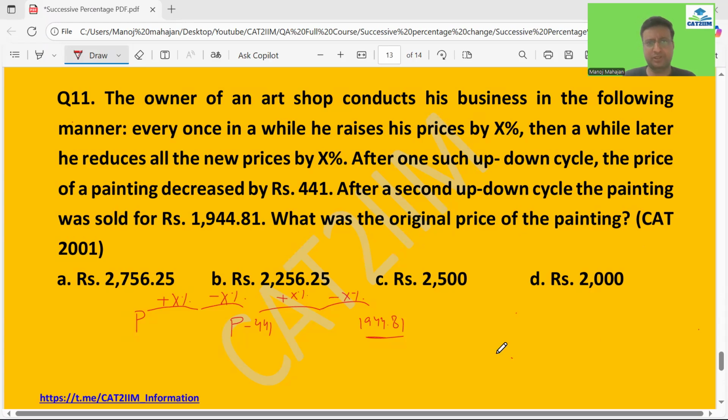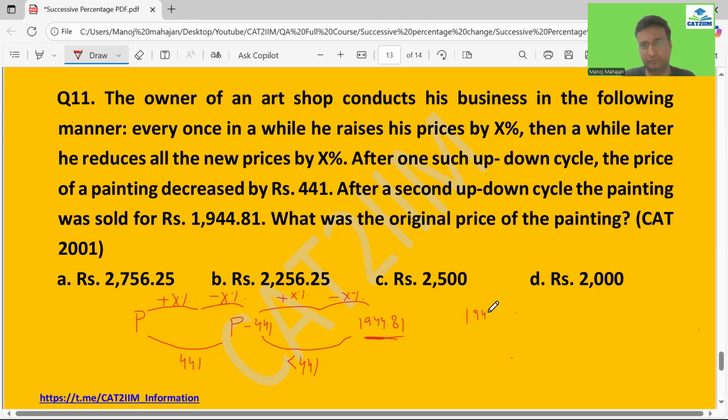See, one thing is very sure. The final selling price was 1944.81. Now, what is the change over here? 441. Of course, there would be some change over here also. But remember one thing, that you have the same percentage change over here on a higher value P, and you got 441 as a change. Same percentage change on a lower value. So, of course, this change would be less than 441 for sure. So let me look at what could be the possible value of P.